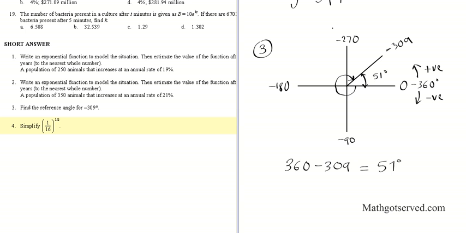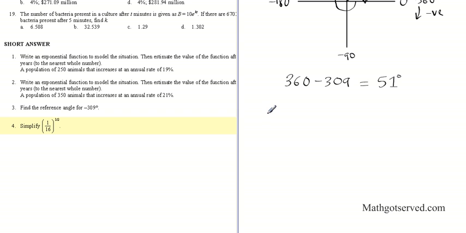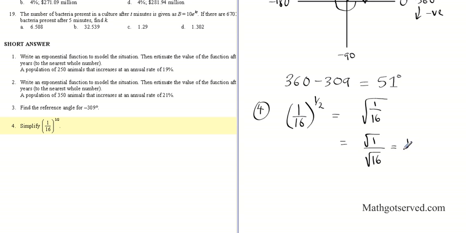All right, let's take a look at the last question. It says simplify 1 over 16 to the 1/2 power. There are two ways of doing this. I can do this using radicals, so let's use the radical method. I'm going to express this as the square root of 1 over 16. Using the properties of radicals, I can break this into the numerator and the denominator. The square root of 1 is 1, and the square root of 16 is 4. So our final answer is 1 over 4. That's one way of doing it.